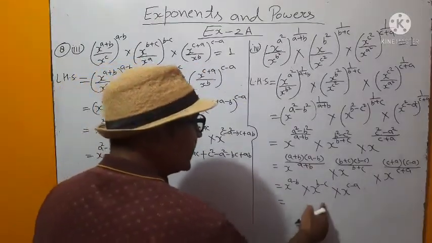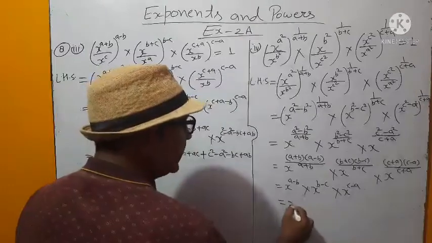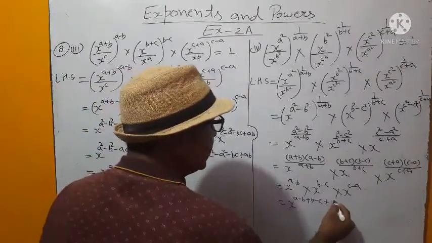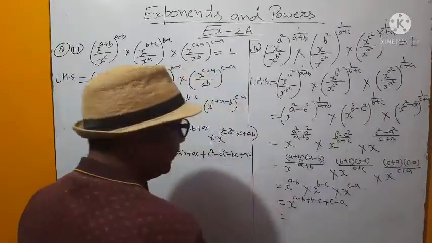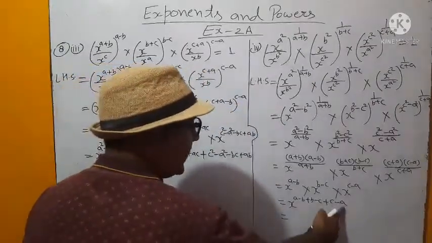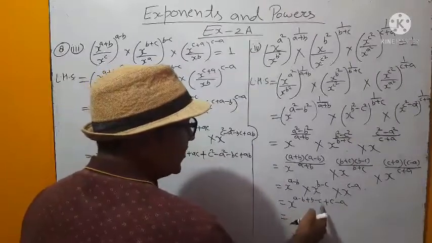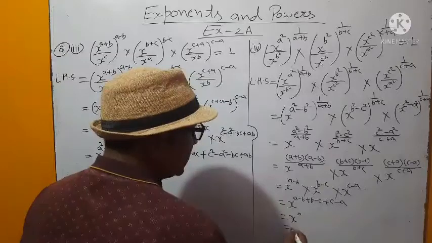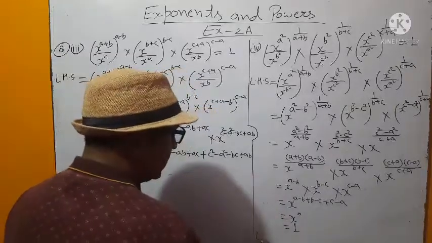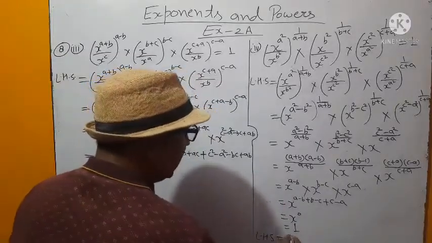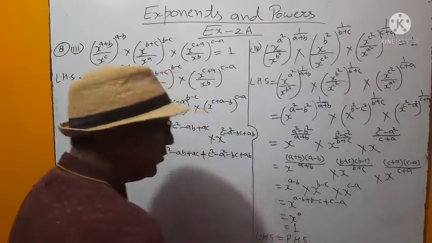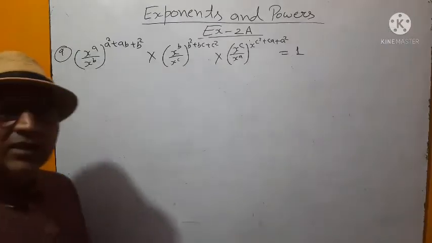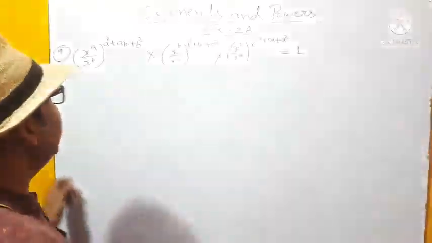Now bases are same, so exponents will be added. So x power a minus b plus b minus c plus c minus a. Now watch, a minus a 0, minus b plus b 0, minus c plus c 0. That means x power 0, which is equal to 1. Means left hand side is equal to right hand side.